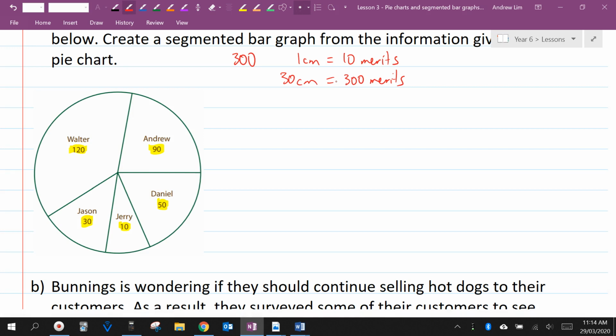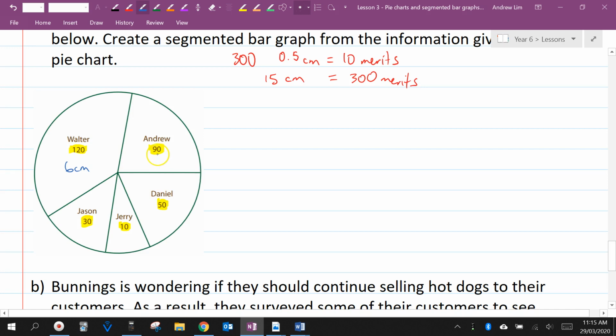So maybe I'll just halve everything. And instead of using 1 centimeter is equal to 10 merits, I'll make half a centimeter equal to 10 merits. That way, in order to get 300 merits, I only need to use 15 centimeters worth of space on my graph, or on my paper. So all I'm going to do is halve each of these and divide it by 10. So if I were to halve 120, I'll get 60. Divide that by 10 and 6. This would be 6 centimeters long.